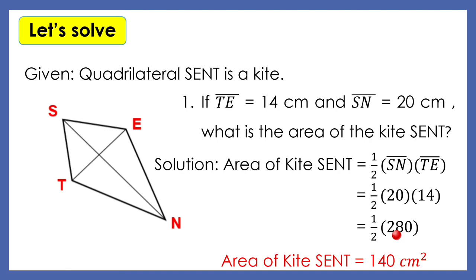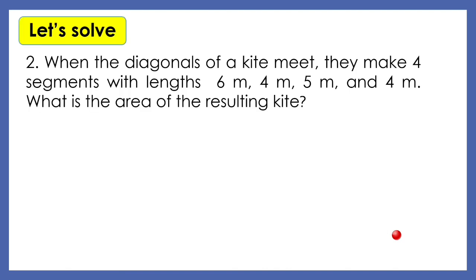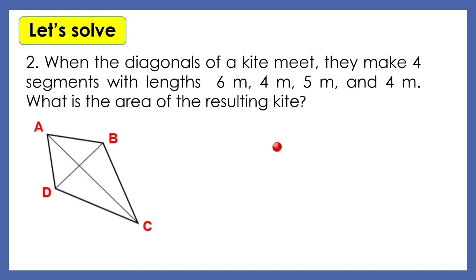Let's have another problem. When the diagonals of a kite meet, they make 4 segments with lengths 6 meters, 4 meters, 5 meters, and 4 meters. What is the area of the resulting kite? Gagamit tayo ng example ng kite, ng figure ng kite. So, we have kite ABCD. So, based sa ating given, meron tayong 4 segments na ang lengths ay 6, 4, 5, and 4.